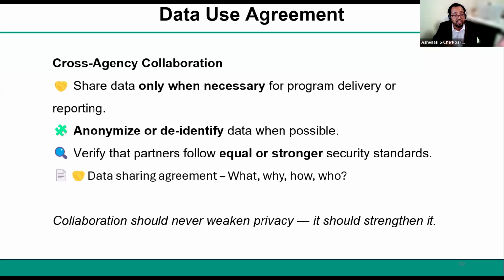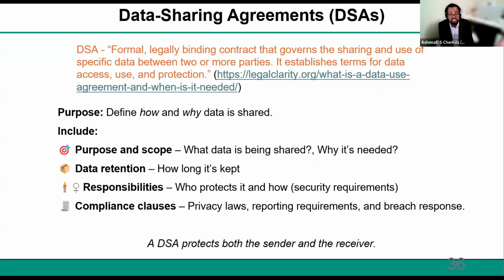So what is a data sharing agreement? A data sharing agreement is simply a formal contract that explains how and why data will be used and shared between organizations. Its purpose is to make sure everyone understands what data is being shared, why it is needed, and how it will be protected. A strong data sharing agreement has 4 components, or describes 4 important points. The first is purpose and scope.